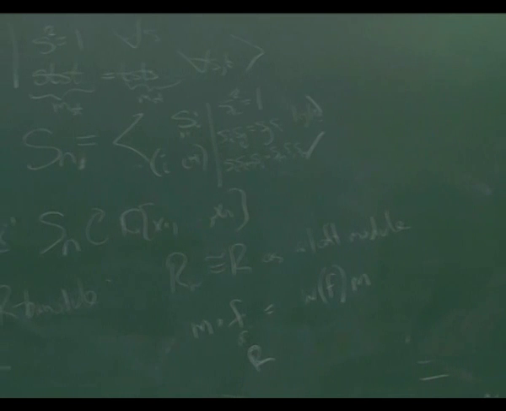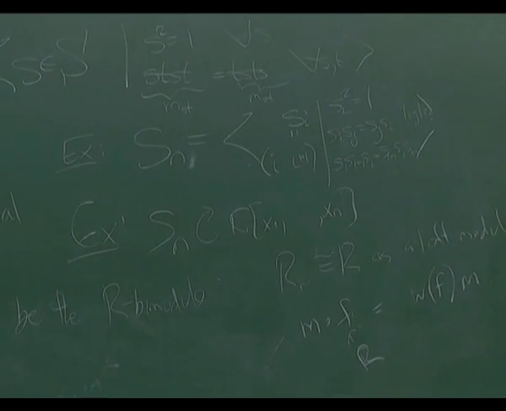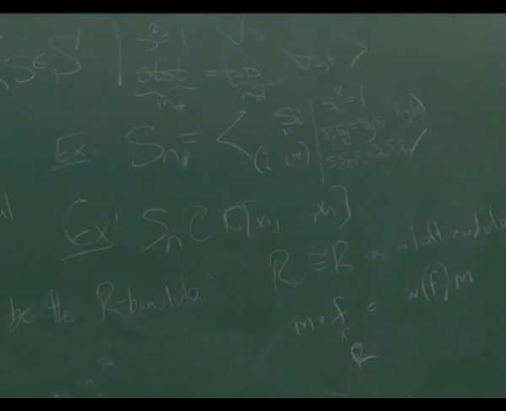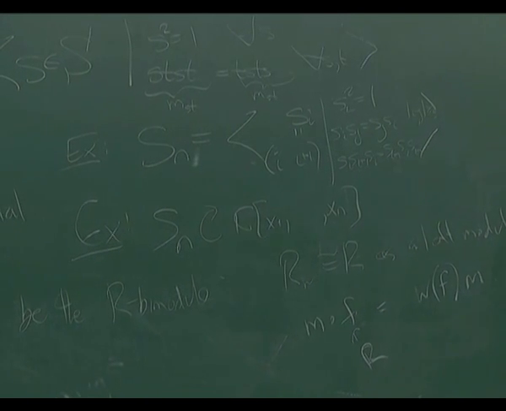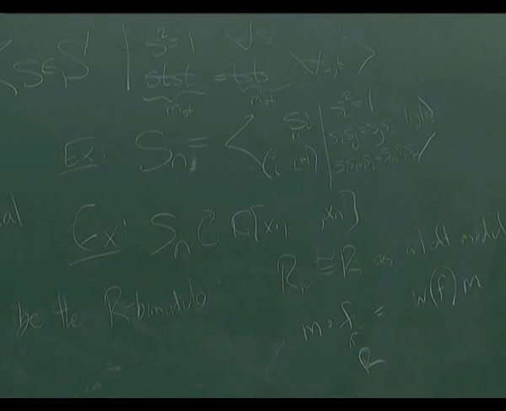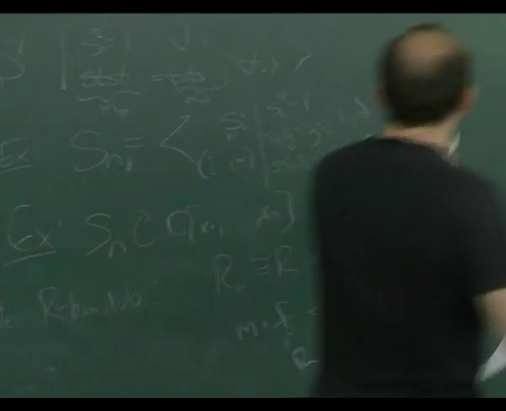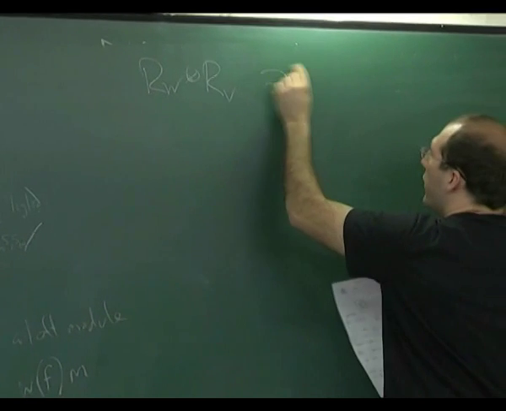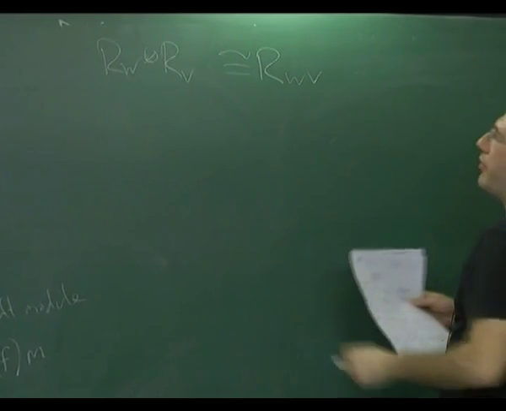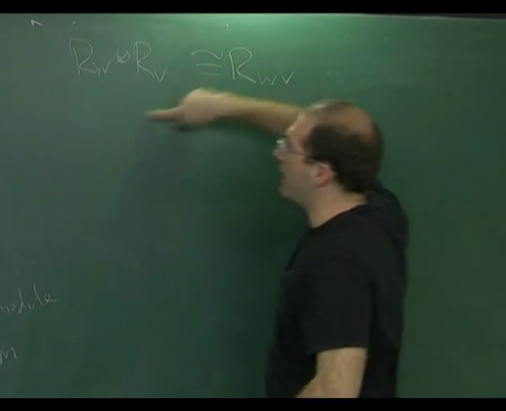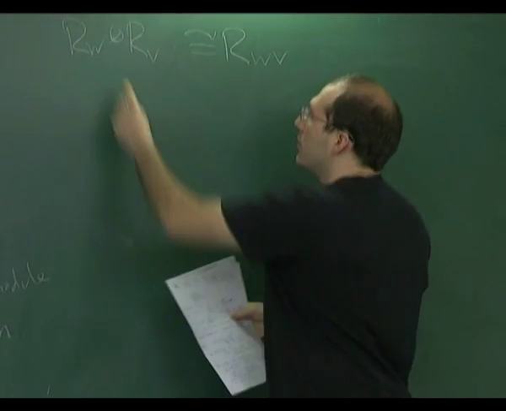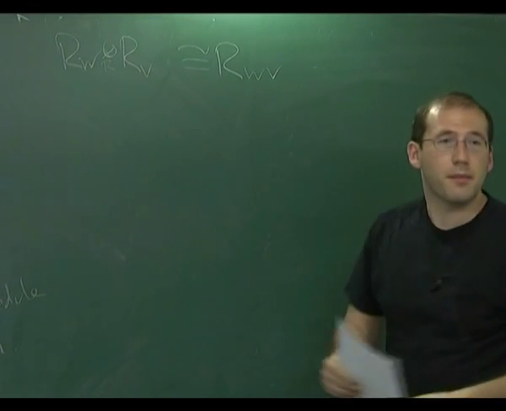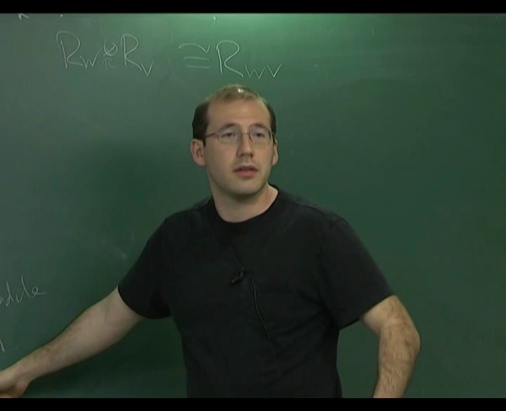In this workshop that I'm running, we're talking about other things that you can do with this action of W on R. This is a very simple thing you can do. And it's pretty easy to observe that R_w tensor R_v is isomorphic to R_wv. If you have a polynomial on the right and you want to get it all the way to the left, this is tensor over R. That's the action of W on this polynomial.